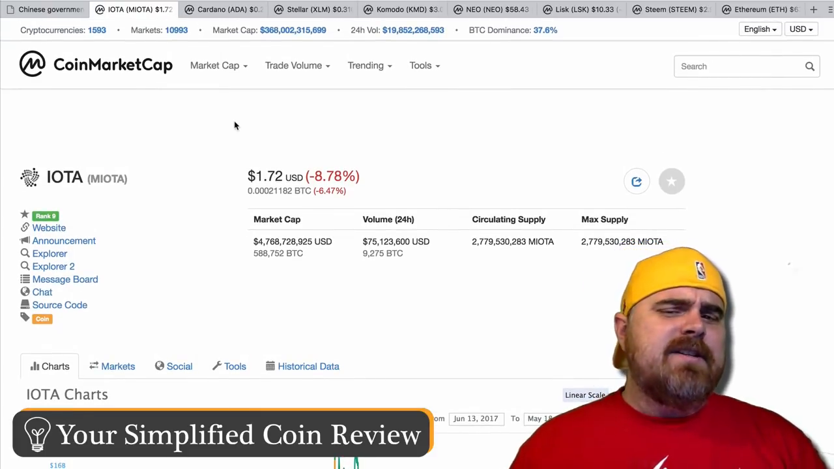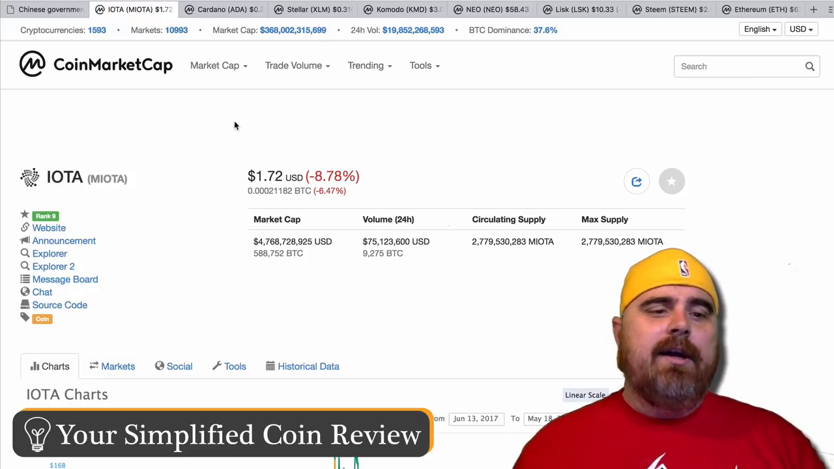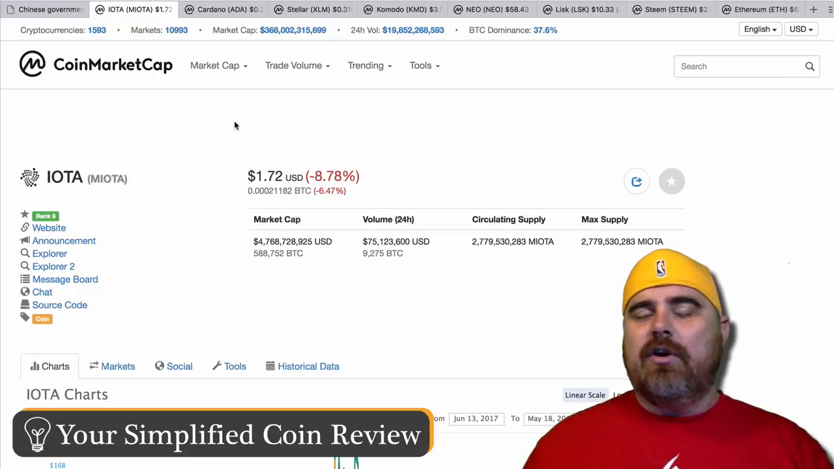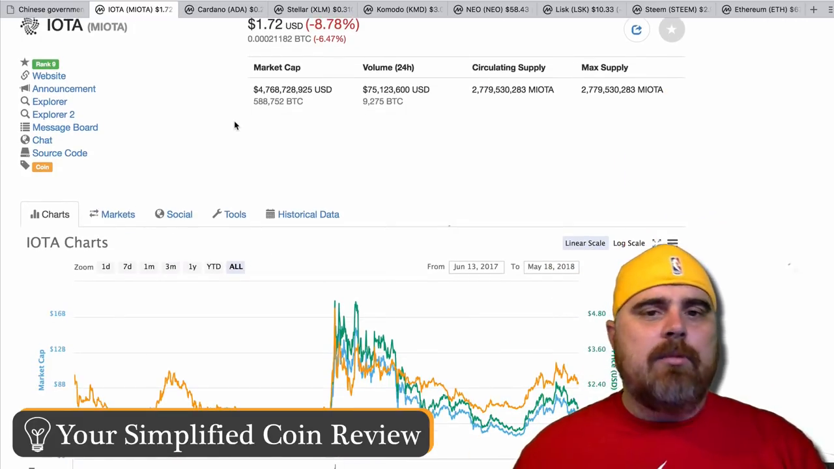And I believe this is a fair number. IOTA is a great coin. I think what it's trying to do is incredible. It is not a blockchain project. They use what's called the Tangle infrastructure. They're making new partnerships every day. They have an incredible marketing team.